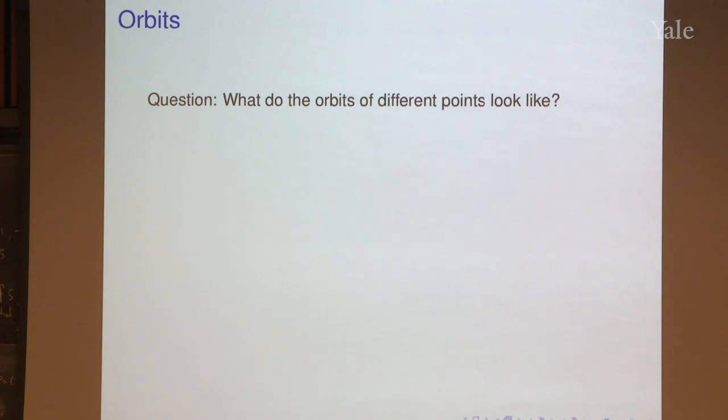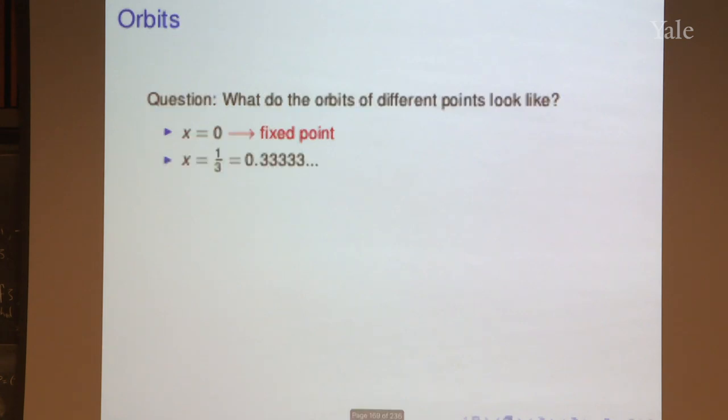What do the orbits of different kinds of points look like? Well, we saw that for x equals 0, it's just fixed. If I plug in 0, I multiply by 10, I reduce mod 1, I just get 0. What about 1/3, 0.33333 repeating? What happens when I apply my transformation to this over and over again? Yeah? Also a fixed point because it repeats itself. So does that mean that every repetitive number is a fixed point? That's a very good question. We'll see that in just a moment. But you're right, this is a fixed point.